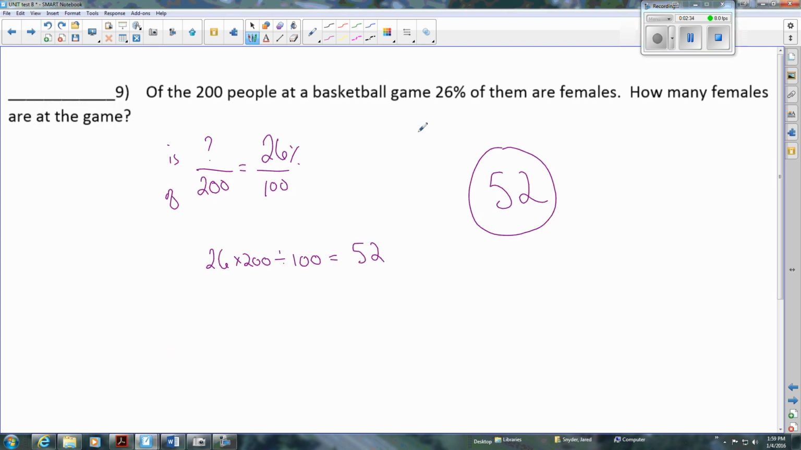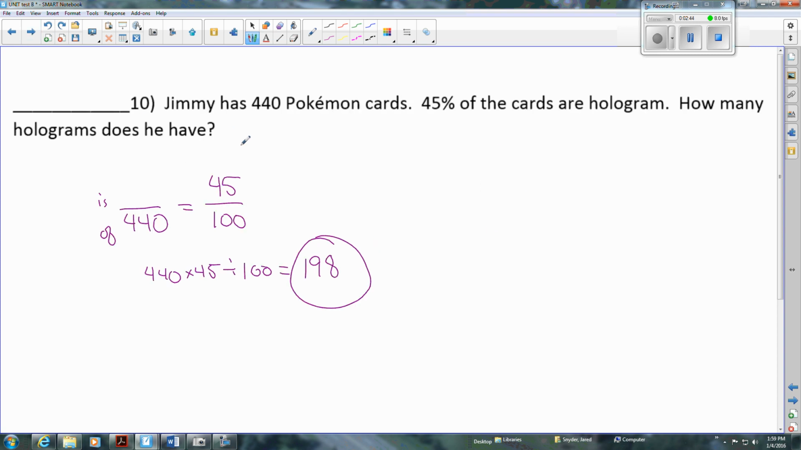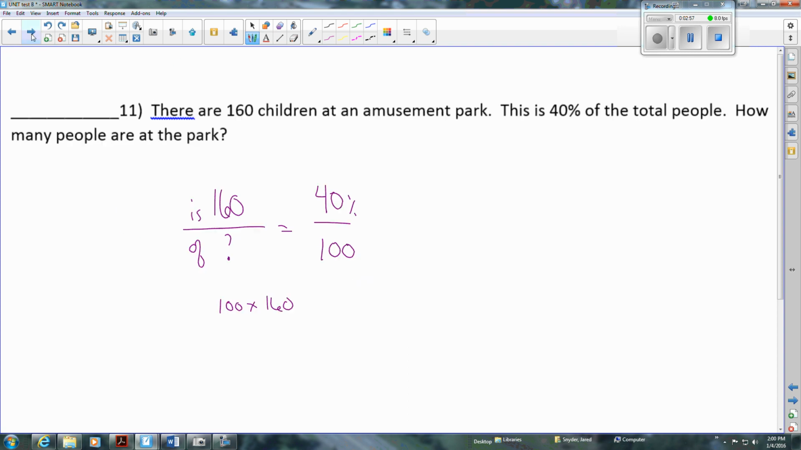Of the 200 people at a basketball game, 26% of them are females. How many females are at the game? So you're finding 26% of 200. Crisscross divide, you get 52. Number 10, Jimmy has 440 Pokemon cards. 45% of the cards are hologram. How many holograms does he have? You're finding 45% of 440. Crisscross divide, you get 198.